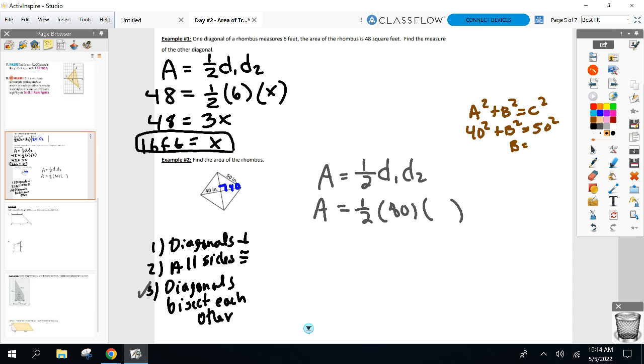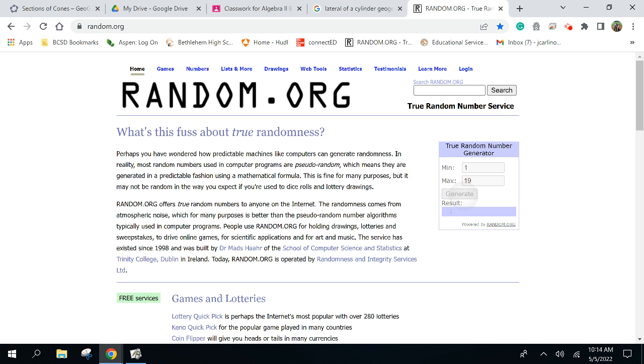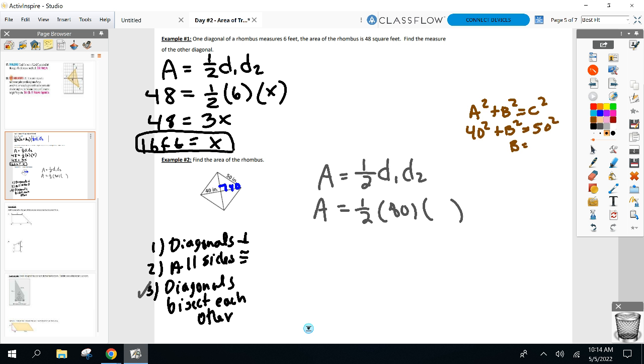What'd you get for B here? George? 30. 30, yes. Now, plug 30 into the formula. That's only half, right? Good. So I'm going to plug 60 in. Remember, 30 is only half the diagonal that you found.